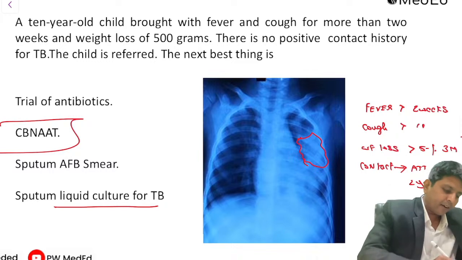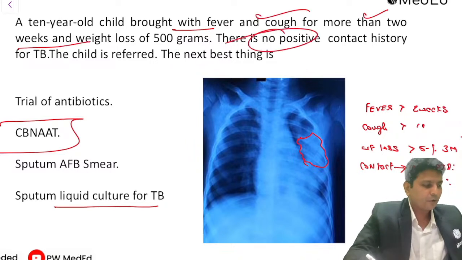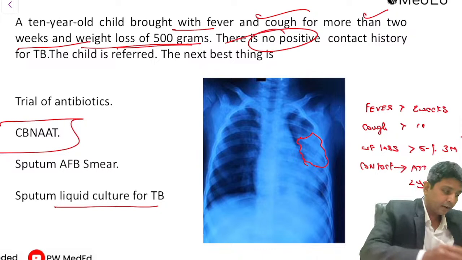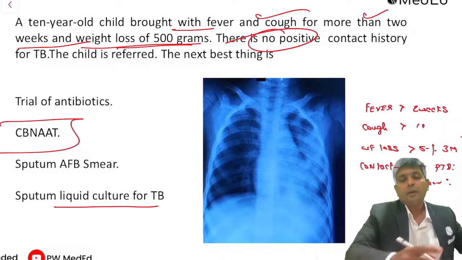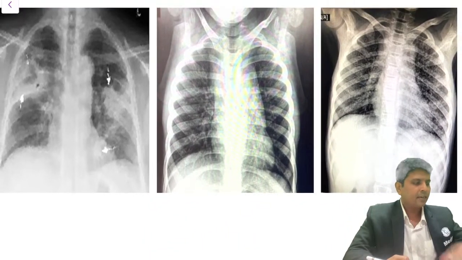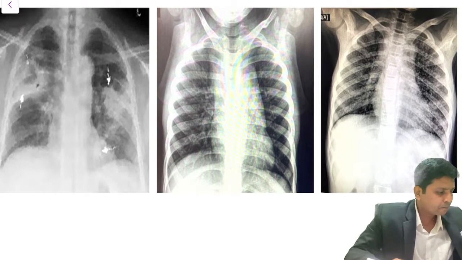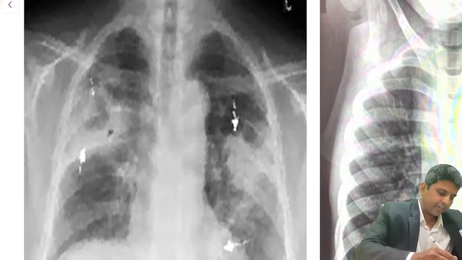Okay, here fever of more than 2 weeks satisfies the criteria. Cough for more than 2 weeks satisfies the criteria, but there is no positive contact history, and there is weight loss. Here I have given an X-ray picture. Is it TB specific? Before going to that, let me again show you what are all the TB specific X-rays. So these are all the TB specific X-rays. Right, so look at this. This is called cavity. You could see some. This is called cavity.